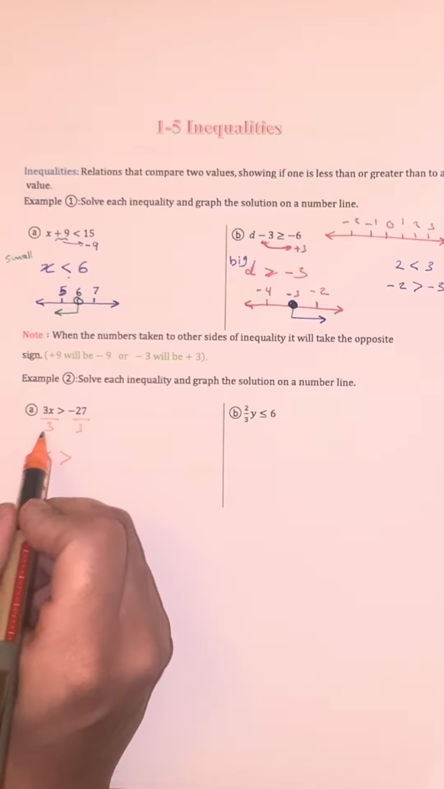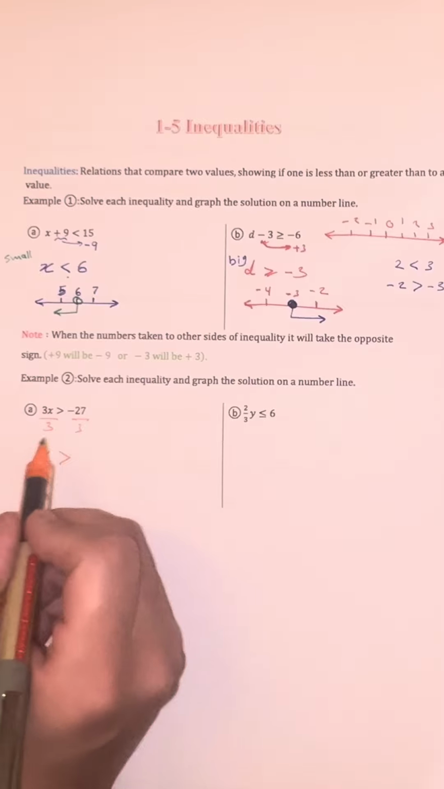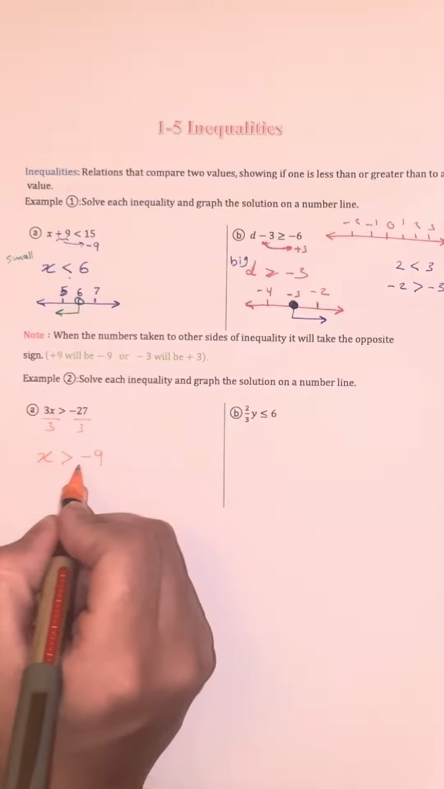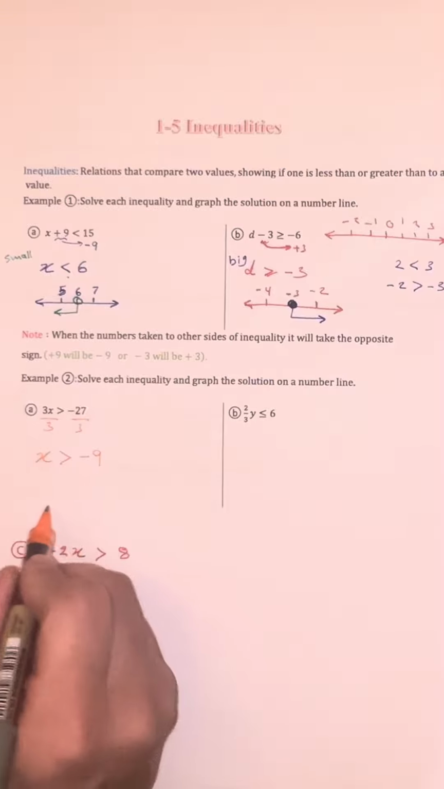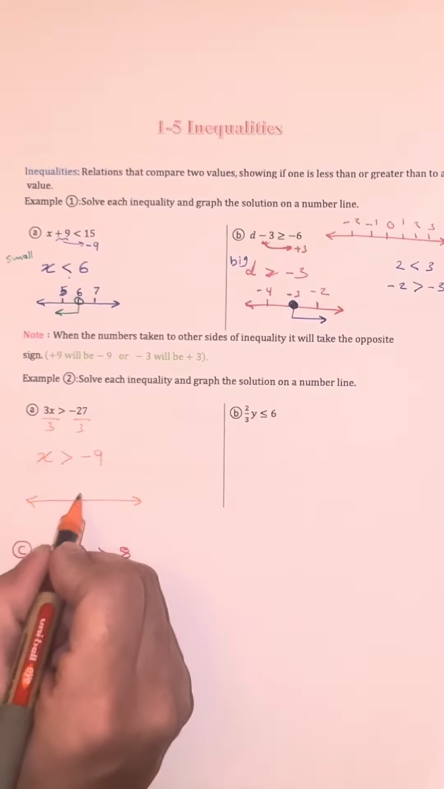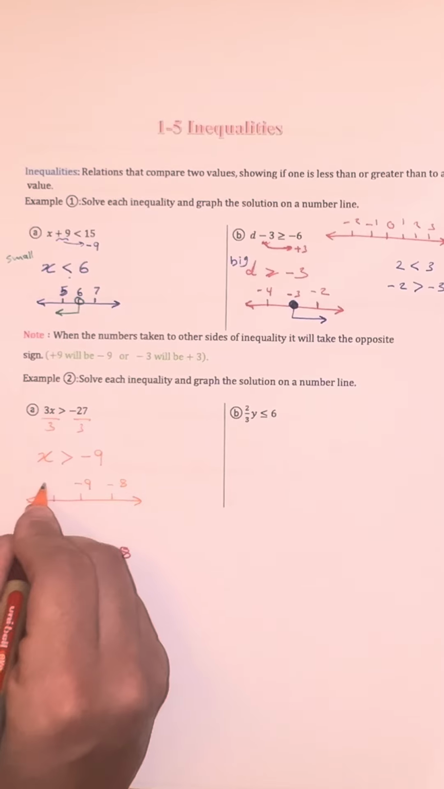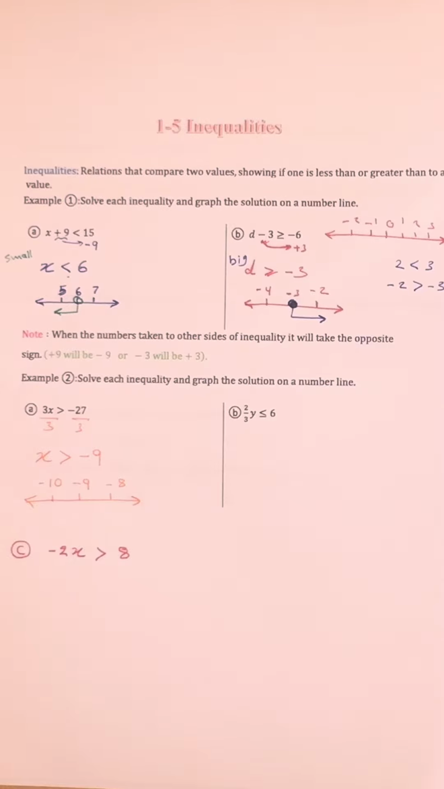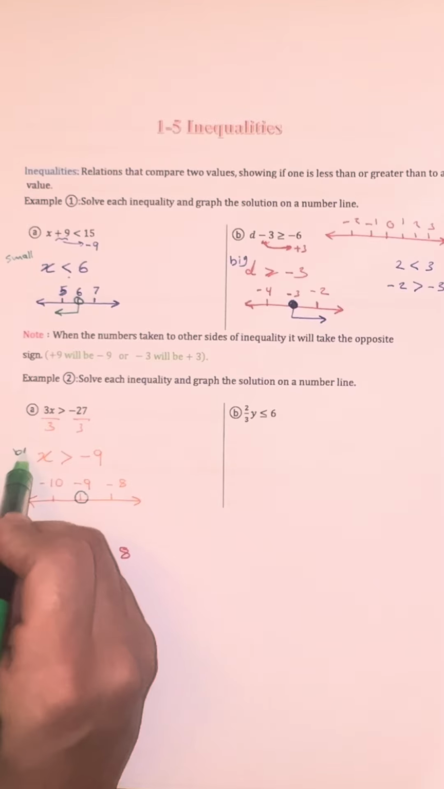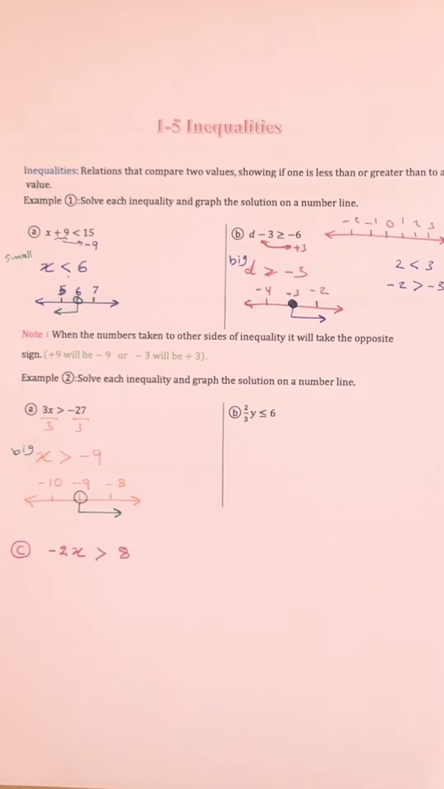So x less than. 3 cancels with 3, or we can say 3 divided by 3 will be 1. So the coefficient of the variable will be 1. Negative 27 divided by 3 will be negative 9. Negative divided by positive is negative. 27 divided by 3 is 9. So again, we need a number line to graph the solution. Negative 9 is here, negative 8 is here, and negative 10. So again, open circle because there is no equal sign. x greater than negative 9. This side is greater than negative 9.